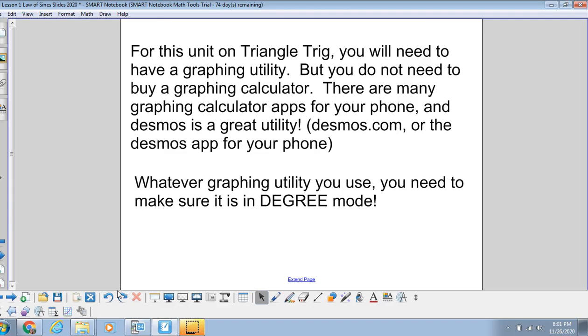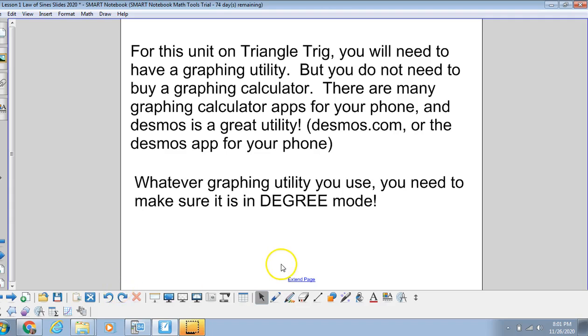Some of them are free, some of them are very inexpensive, or Desmos is always a great utility. You can go to desmos.com, or I recommend getting the Desmos app for your phone. You could do this with just a regular scientific calculator, but I really recommend using either a graphing calculator or Desmos. Whatever graphing utility you use, you need to make sure that it's in degree mode first. Everything that I do in this video, I'm going to show you how to do it on a graphing calculator and also on Desmos.